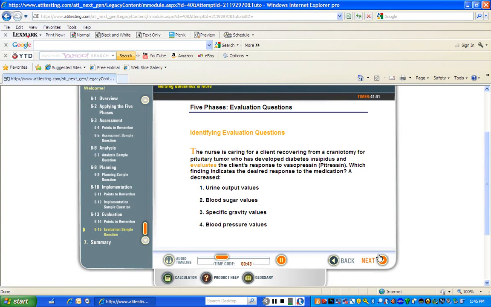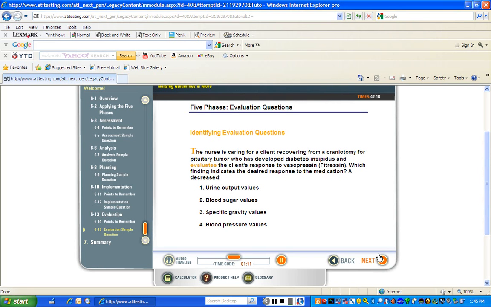Option 1, urine output values, will be assigned a plus sign. DI is caused by the inability of the kidneys to conserve water as they perform their function of filtering blood, which leads to greatly increased urination. The amount of water conserved is controlled by ADH. Endogenous ADH, or vasopressin, is used to control the loss of water associated with DI. Therefore, after administering vasopressin, the nurse should expect to assess a decreased urinary output.